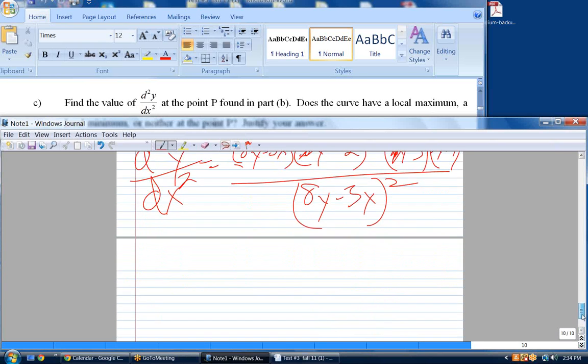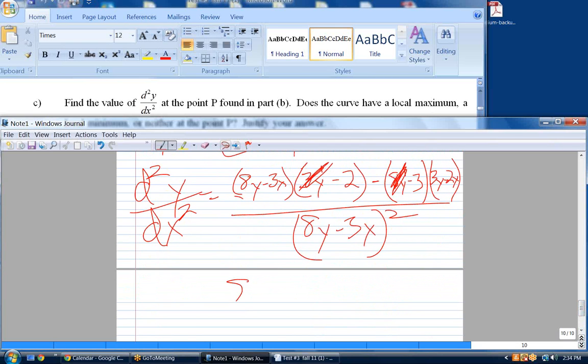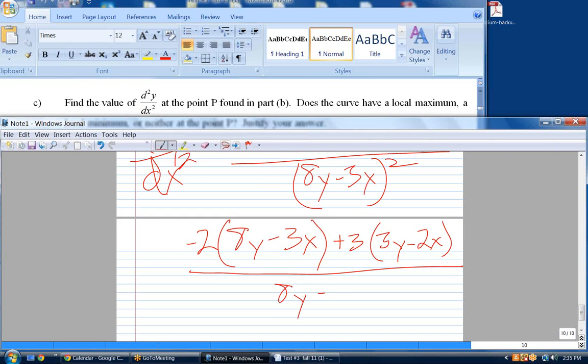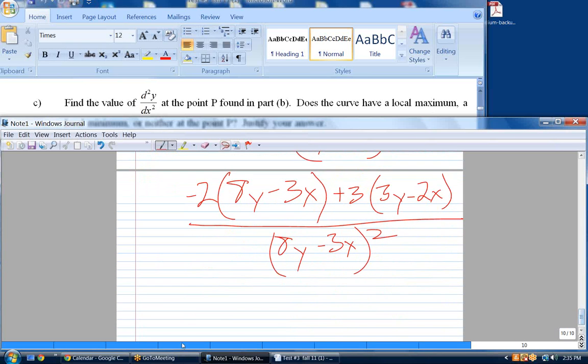And what are we left with here? We're left with 8y minus 3x times minus 2, minus a minus 3, so that's plus 3 times 3y minus 2x, all over 8y minus 3x squared. Now we've got to plug in 2 and 3.